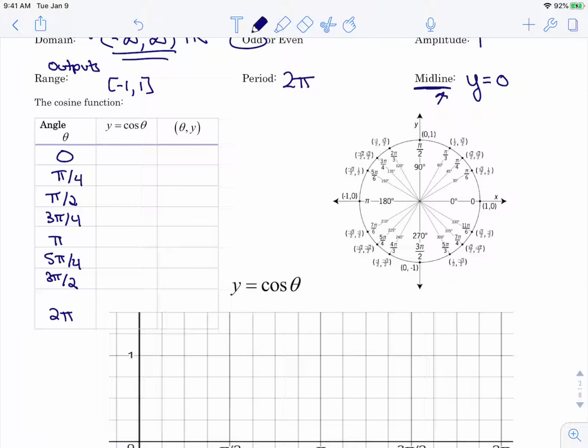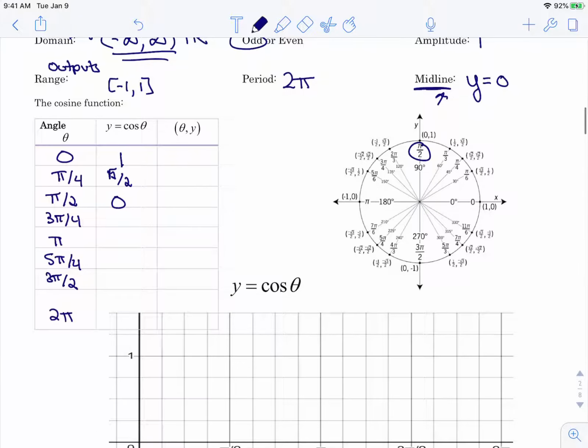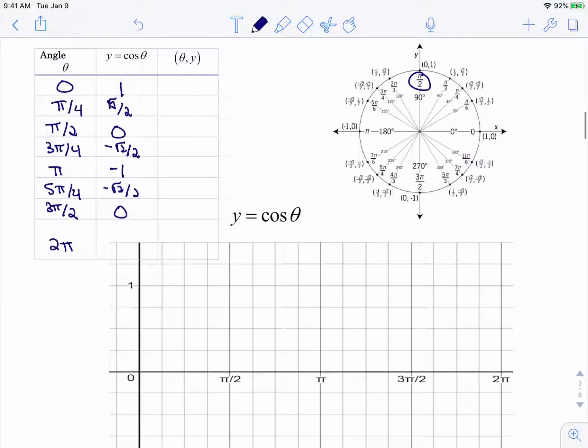Okay, I look at 0, cosine gives me 1. I look at pi over 4, we get root 2 over 2. Pi over 2, cosine is 0. 3 pi over 4 is negative root 2 over 2. Pi is negative 1. 5 pi over 4 is negative root 2 over 2. 3 pi over 2 is 0. And 2 pi, we're at 1 again.